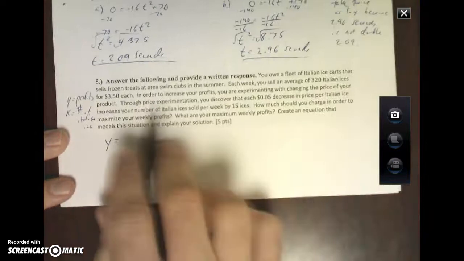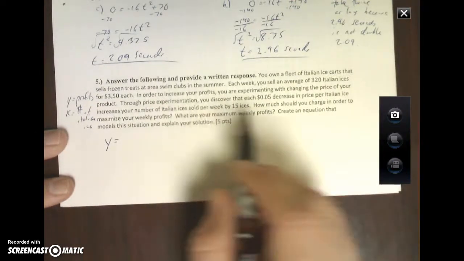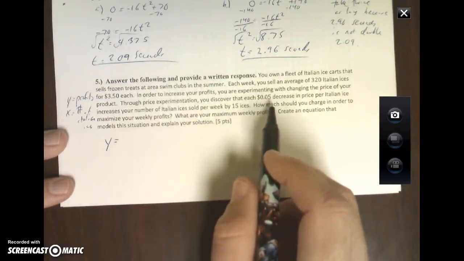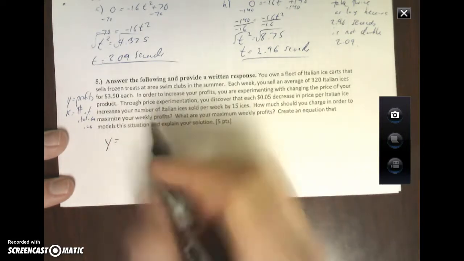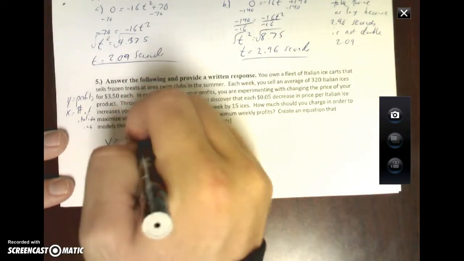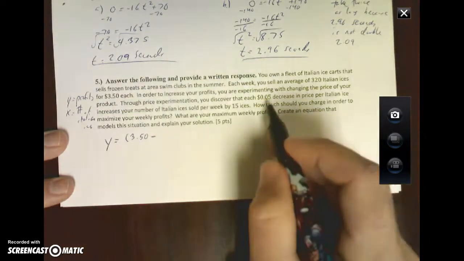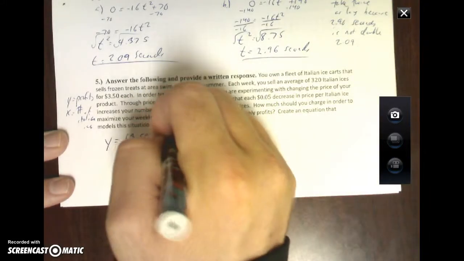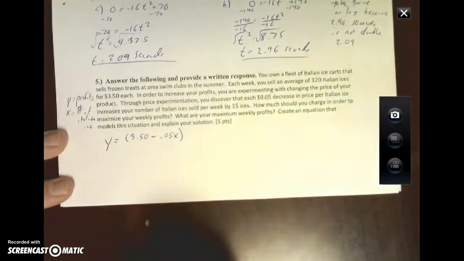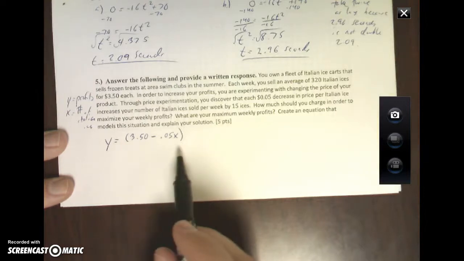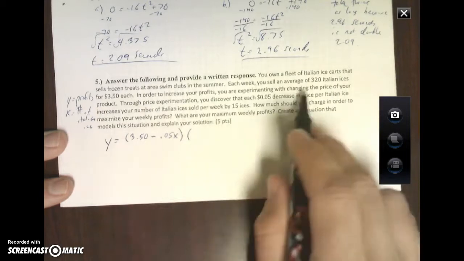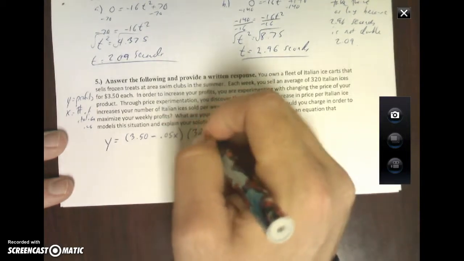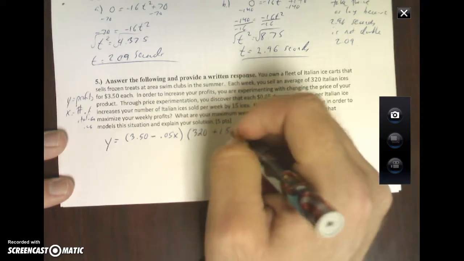So let's look at this. Just read this along with me, all right? If I decrease the price by 5% each Italian ice, what's the original price? $3.50. So 3.50 minus 5 cents x. If I decrease the price by 5 cents, all right, then the amount sold, which was 320, goes up by 15 ices. So plus 15x.